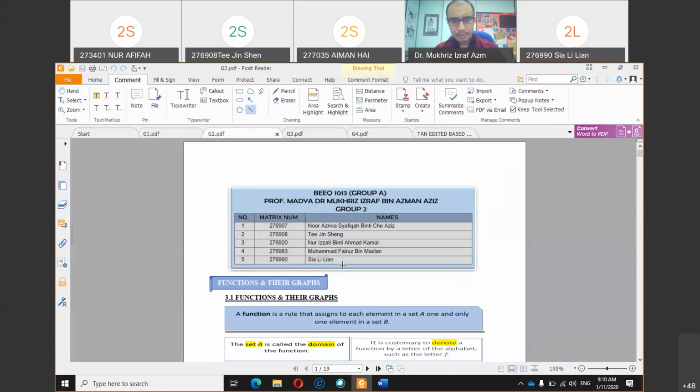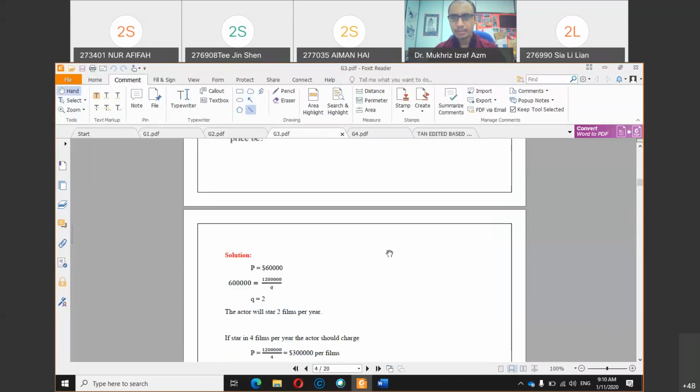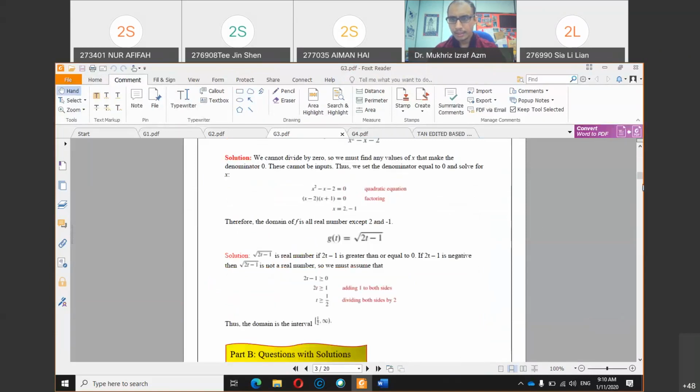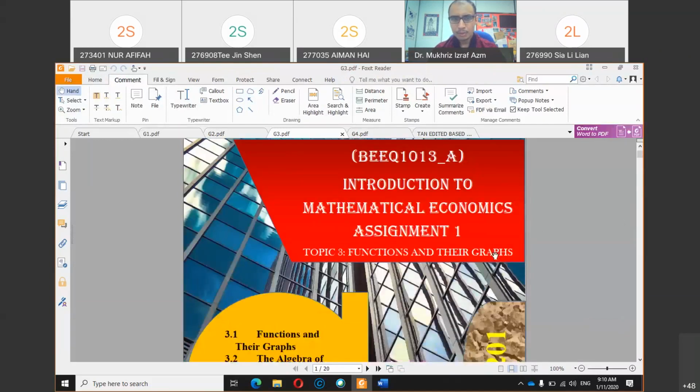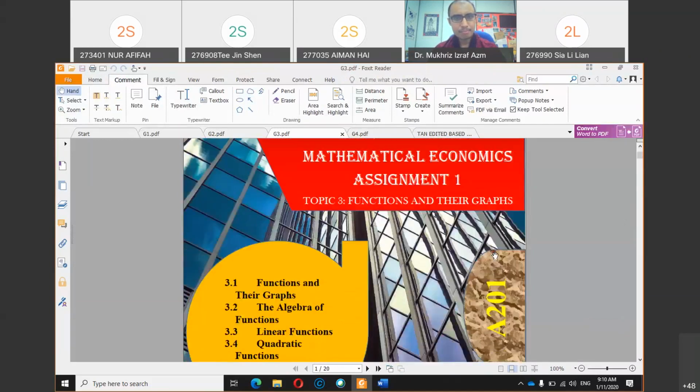Sia has done it for group 3. For group 1, we're going to come back to you later, afterward. Either you want to remain, Afifah, because of the line connection. For group 3, I like this cover page.